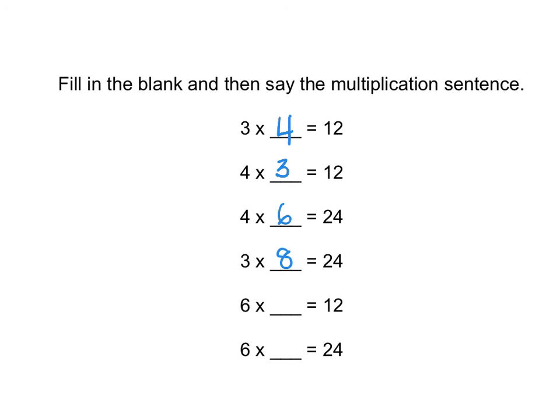6 times blank equals 12. Hopefully you know this right away. 6 times 2 equals 12. And 6 times blank equals 24. 6 times 4 equals 24. All right, you have completed this Fluency Module 3, Lesson 1.